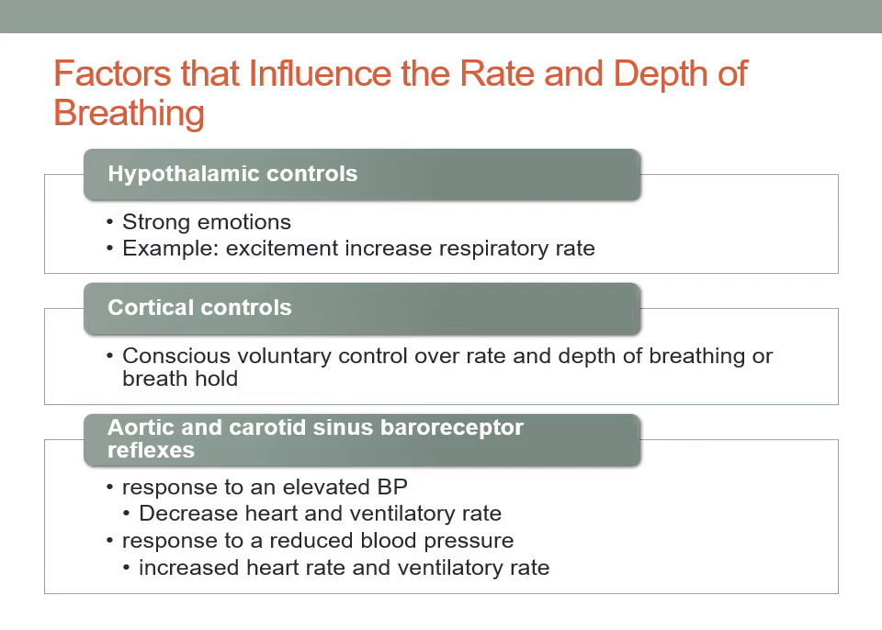Hypothalamic controls. Strong emotions can activate sympathetic centers in the hypothalamus, which can alter respirations. For example, excitement causes the respiratory rate to increase. Also, increased body temperature causes the respiratory rate to increase, and decreased body temperature produces the opposite effect. For instance, a sudden cold stimulus, like plunging your face into very cold water, can cause the cessation of breathing, or at least a gasp.